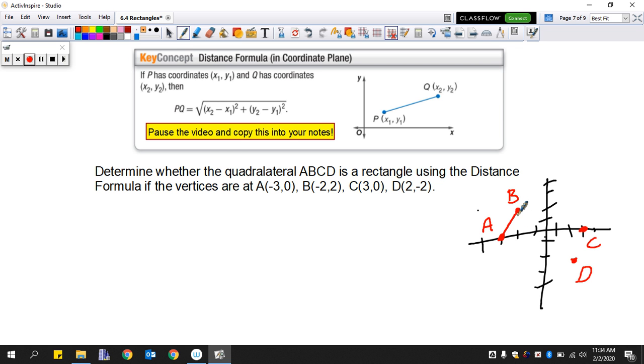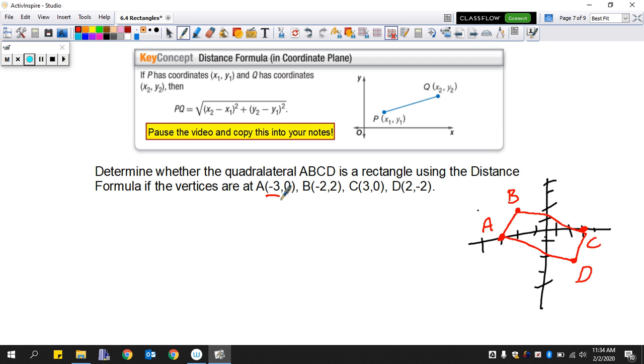So we're looking at something that looks like that. It appears to be a rectangle, sort of at a slant on a coordinate plane. One of the reasons that we needed to draw it out like this is to know what the opposite corners are. A and C are one diagonal, B and D are the other diagonal. So we need to prove that AC is the same distance as BD.